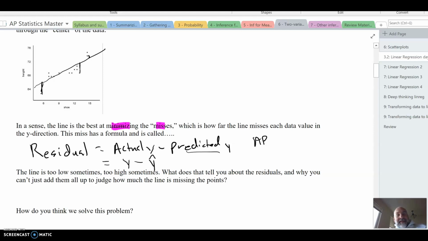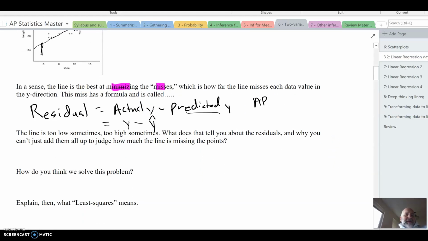Give me a second to think about that. If you think about it, the problem we're going to run into is that some are going to be positive and some are going to be negative. And when you add them up, they'll cancel each other out. You could have a line that doesn't fit the data, but the sum of the residuals is 0 on the nose. And it's obvious, well, that's not a very good measure.